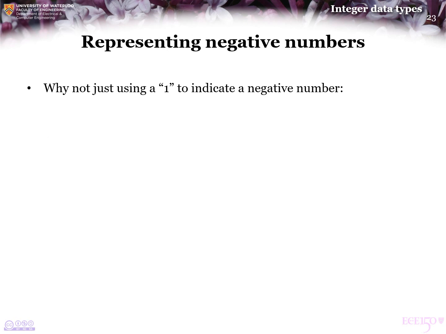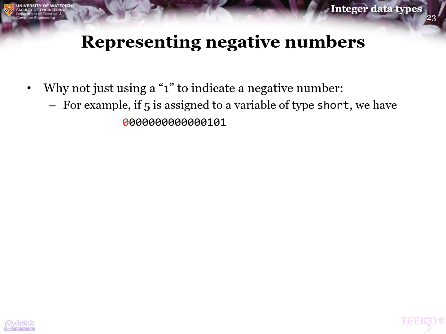Now, why not just use a 1 to indicate a negative number? For example, if 5 is assigned to a local variable of type short, it would be stored as a leading 0 indicating that it is positive, followed by a whole bunch of zeros except for the last 3 bits, which would be 101, representing in binary the value 5. In that case, with the convention we just described, a short negative 5 would be stored as that same number, except the leading bit would be 1.